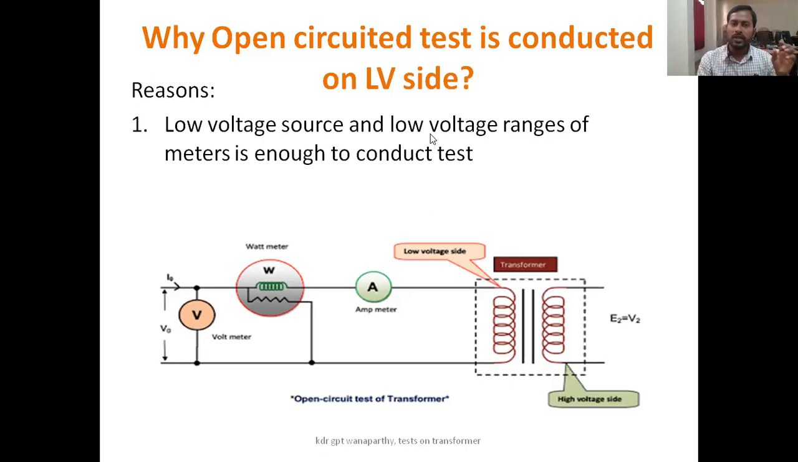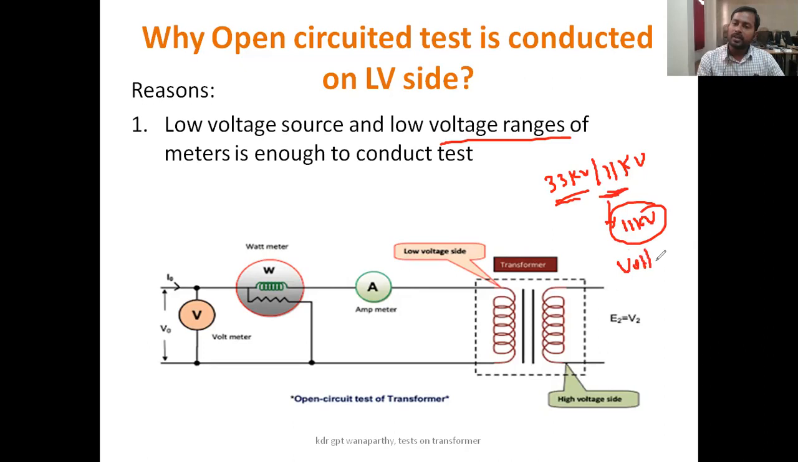So low voltmeter ranges are enough. Low voltage meters are enough. For example, take 33 kV by 11 kV as the rating of the transformer. The low voltage is 11 kV, so an 11 kV voltmeter is enough. When compared to the 11 kV, a 33 kV voltmeter is very difficult to construct and use.